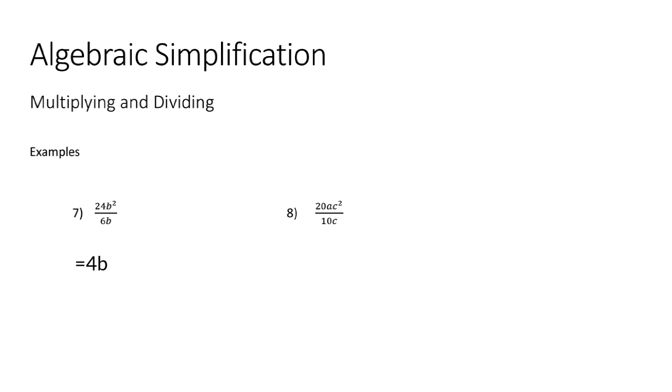For number 8, slightly different again, I've got 20ac squared over 10c. I'm not going to change anything about the way I tackle this, and that's dead important. I'm going to deal with it in the exact same manner. So I've got numbers first, 20 divided by 10, that's going to be 2. Look for common factors with the letters. I've got an a on the top, or on the numerator. I don't have an a in the denominator, so that's going to just stay in there. I've got c squared in my numerator. I've got c in my denominator, so I'm going to do c squared divided by c, which is going to give me c. So 20ac squared divided by 10c can be simplified to 2ac.